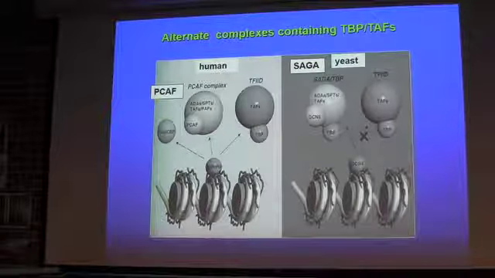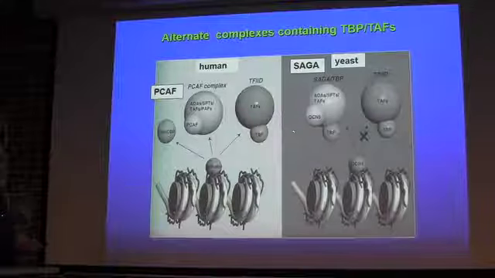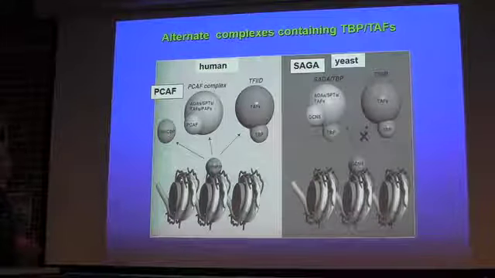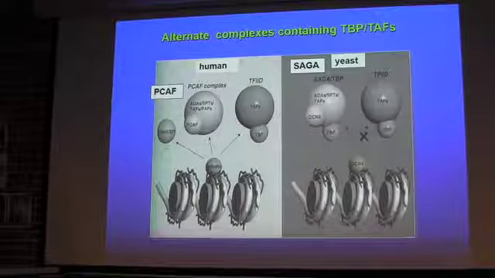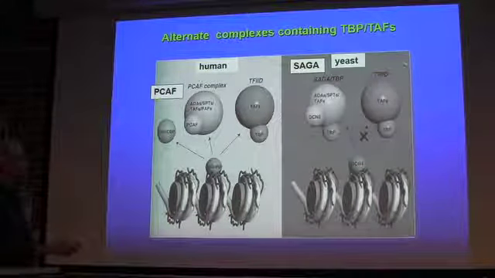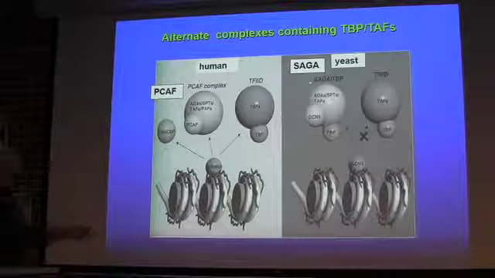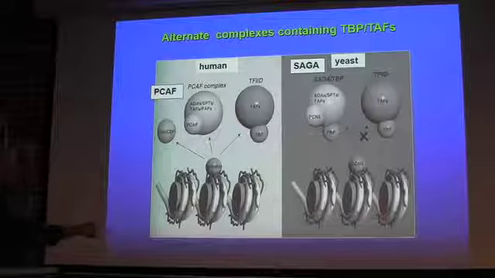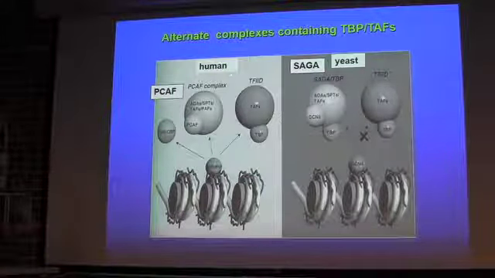This is a Bronze Age picture, very ancient, but it still has validity on exam 4. I hope one of those twirly signs doesn't come up. TF2D, TAFs, and TBP; SAGA, TBP is associated with it. GCN5 is the subunit that contains the HAT activity.